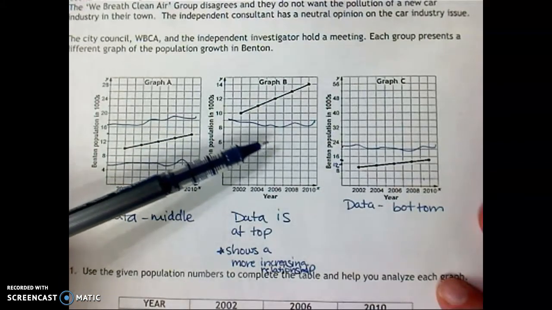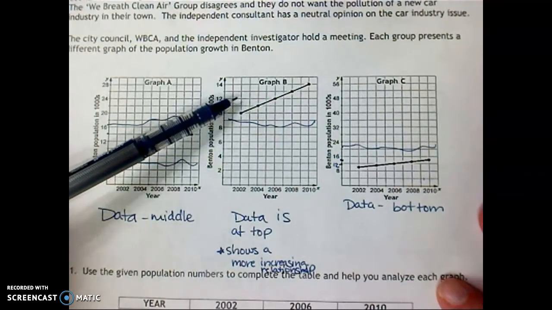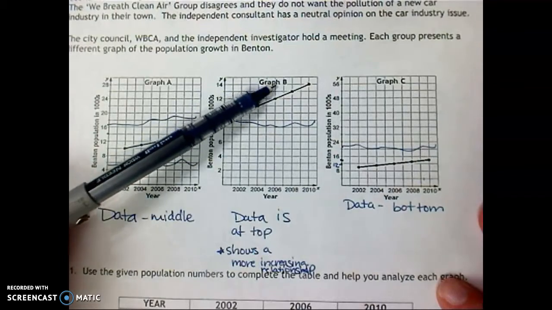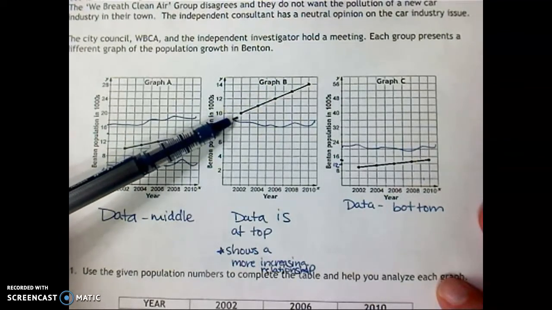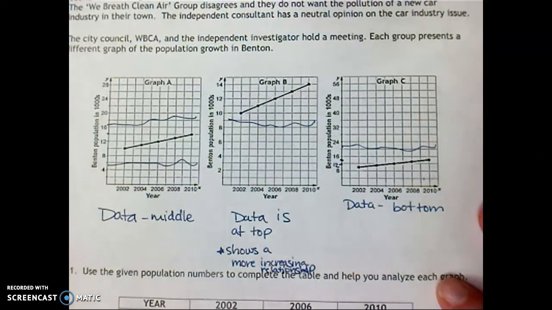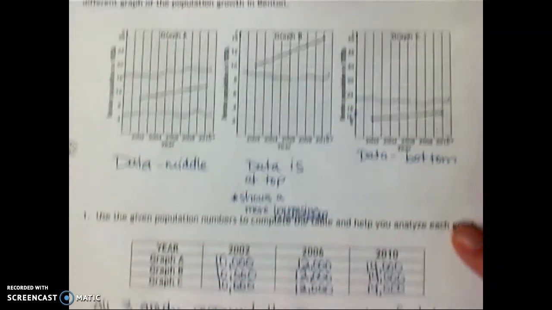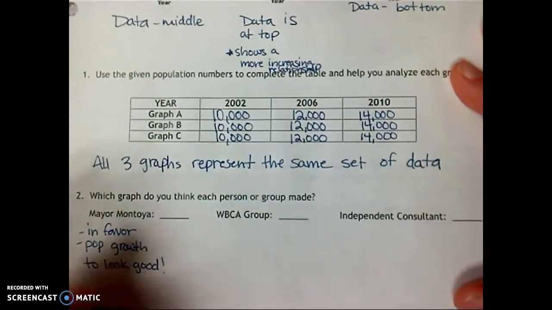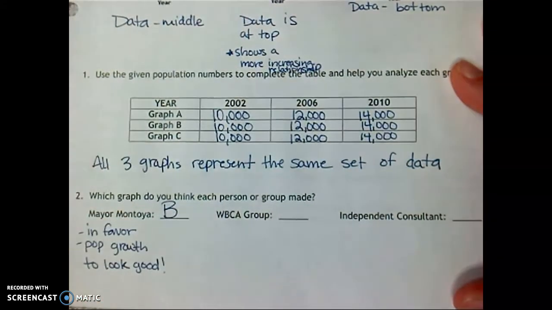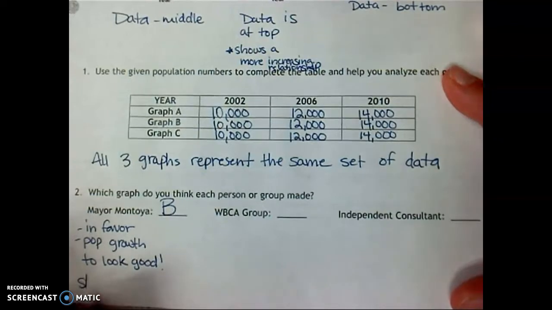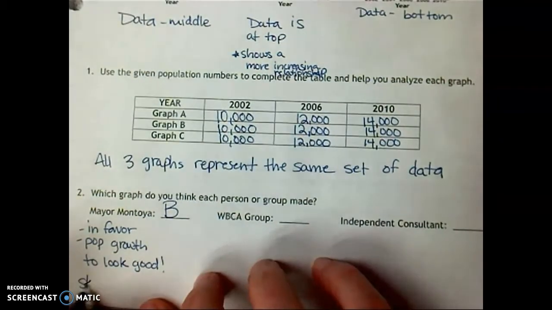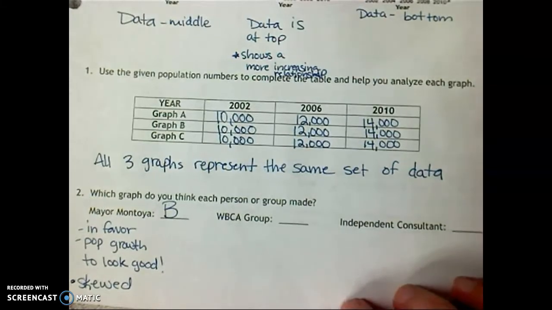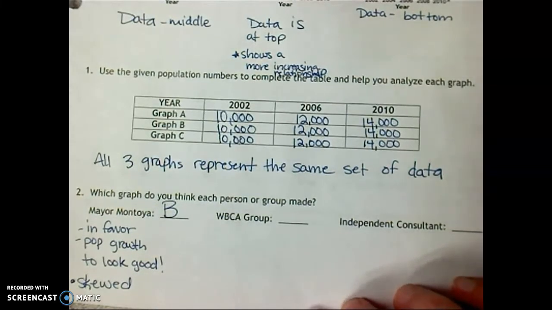We're going to say it's B because the data of the population growth is located at the top of the graph and the line is a little bit steeper than the rest of them. All right, so down here at the bottom, we're going to say Mayor Montoya uses graph B. Graph B is considered skewed because of the location of the data.